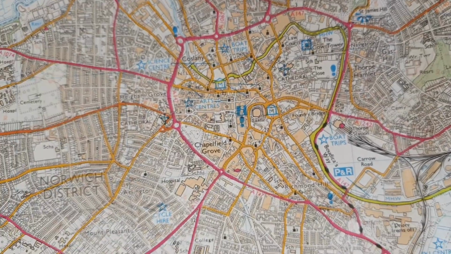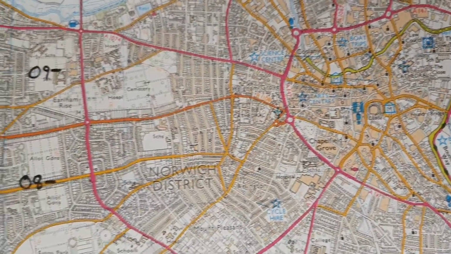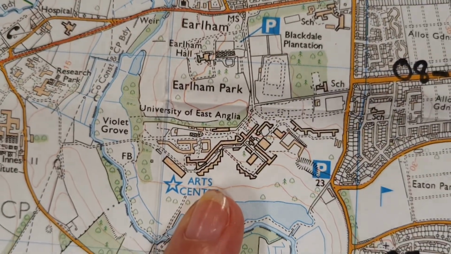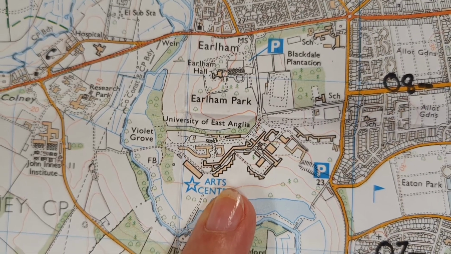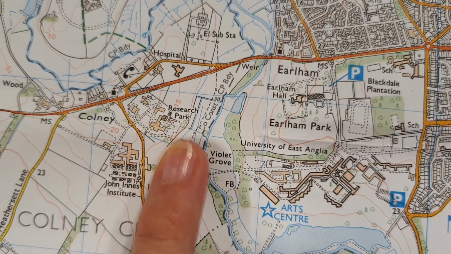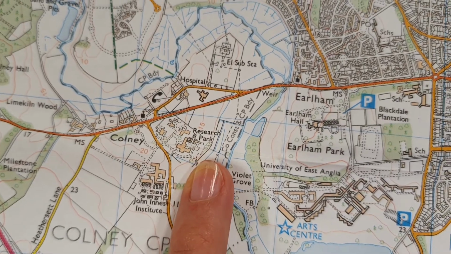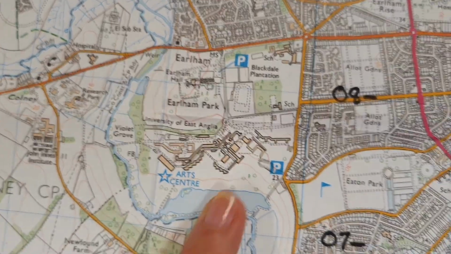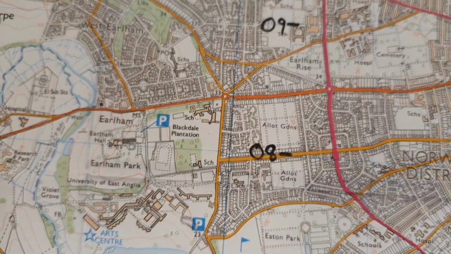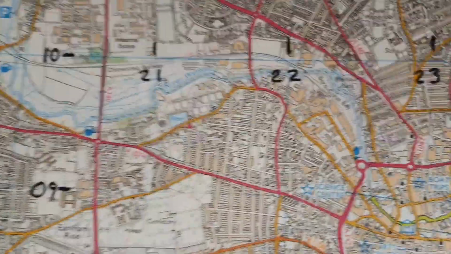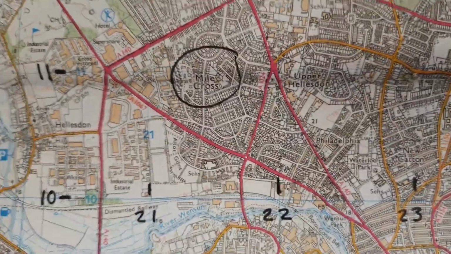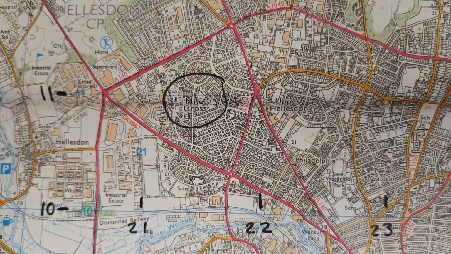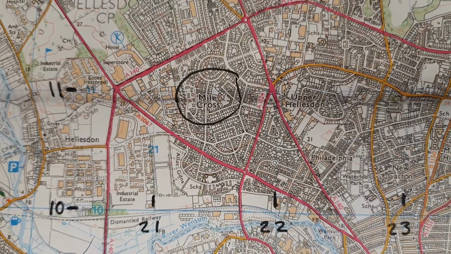Now let's have a look at some of the places we're going to focus on later on. So if I move out to the west of the city, what we can see is the University of East Anglia, and then over here you should be able to see a research park, and we're going to be looking at both of these places later on. Now we're also going to focus on two comparative areas of Norwich. We need to look at an area which is affluent or rich, and an area which is less rich or poor. So we're going to focus on Mile Cross and Eaton.